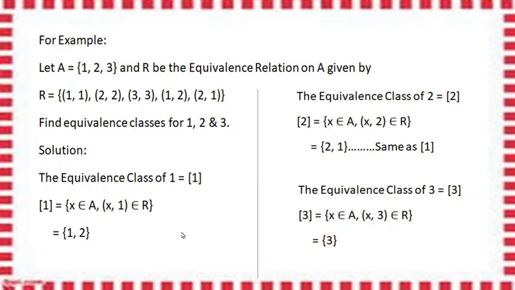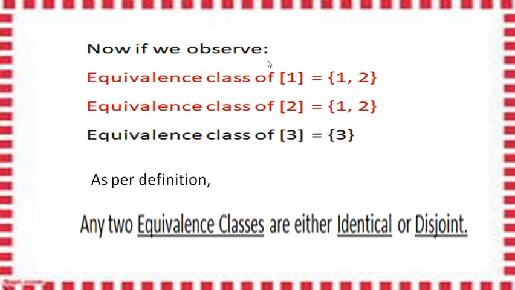And now if we take the union of all three equivalence classes, means of 1, 2 and 3, this will give us the set A. We can observe these things: equivalence class of 1 is {1, 2}, equivalence class of 2 is {1, 2}, equivalence class of 3 is {3}. So as per the definition, any two equivalence classes are identical, like 1 and 2, or disjoint, like 1 and 3 or 2 and 3. They are totally disjoint.